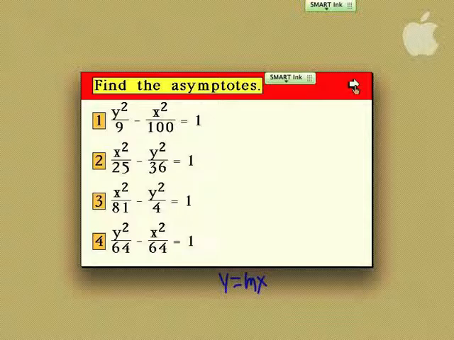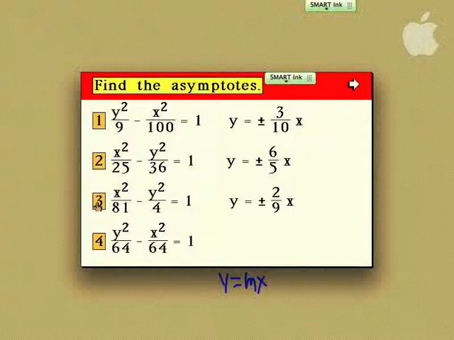Number 1, the asymptotes would be plus or minus 3/10 x. You're going up and down 3 from the center and left and right 10. The rise is 3 or -3, and the run is 10 or -10, depending which way you go. But the slopes are plus or minus 3/10. So the asymptotes are y equals plus or minus 3/10 x. For number 2, it would be y equals plus or minus 6/5 x. For number 3, it would be plus or minus 2/9 x. And for number 4, it would be plus or minus x.